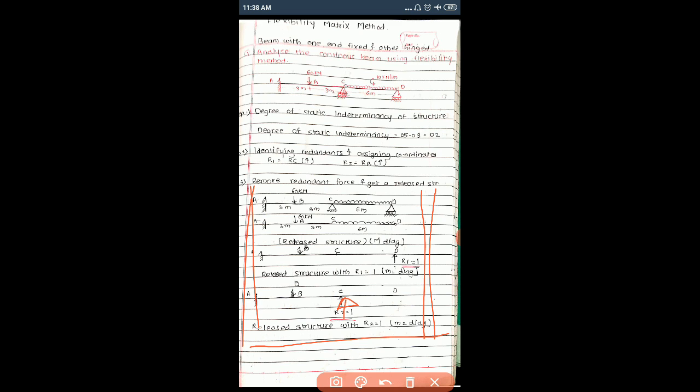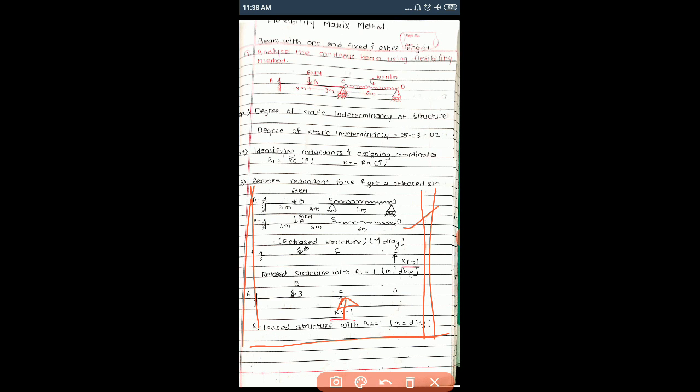Okay, so these are the important diagrams. I will repeat once again. In the first diagram you have to remove the redundants. You don't need to show the redundant values and supports, whatever redundants you have considered, just show only the loading diagram without redundants. Okay, that is the released structure. Here we have released the redundants.